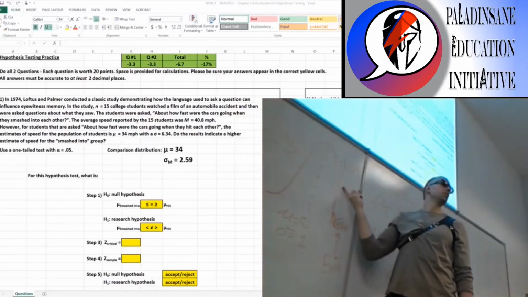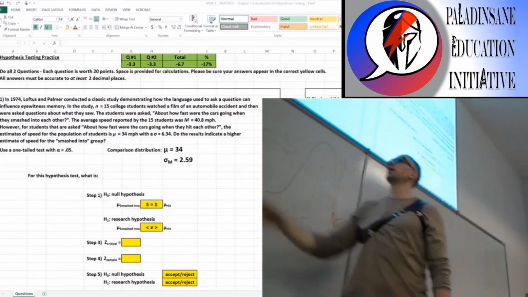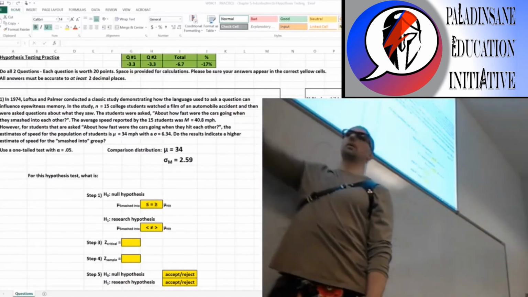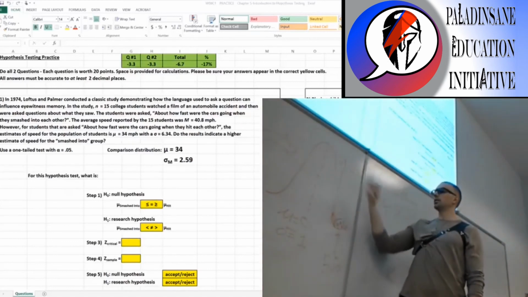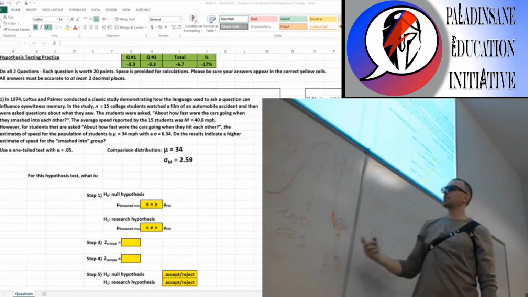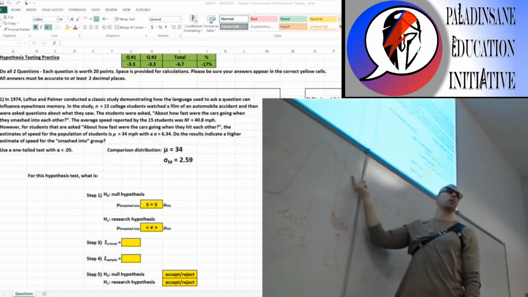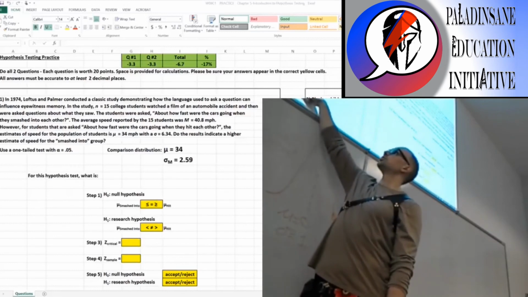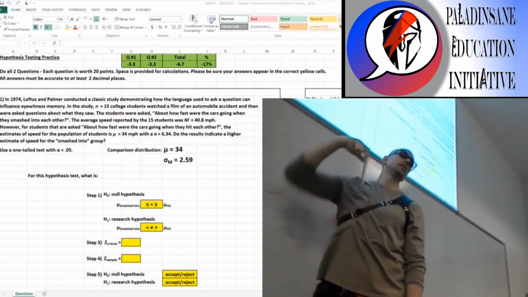Step 3, find your lines in the sand. Go to the table and find out where those lines are. Step 4, find your sample z-score. Calculate where your sample is, and calculate your sample z-score. And then step 5, depending upon your sample z-score and your cutoff score, choose which one is the correct answer.